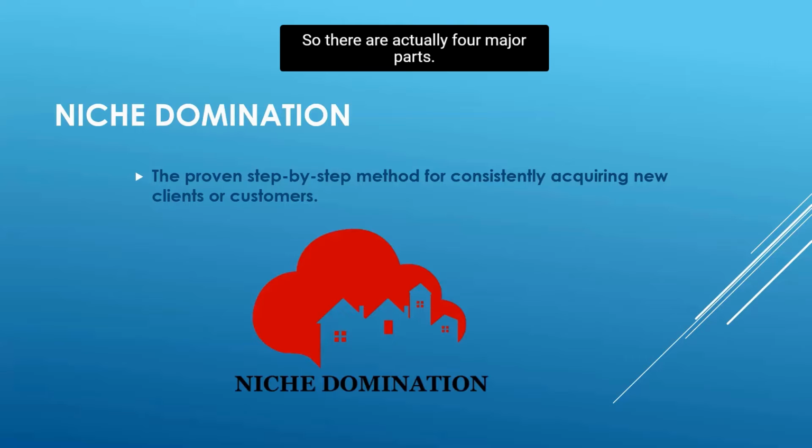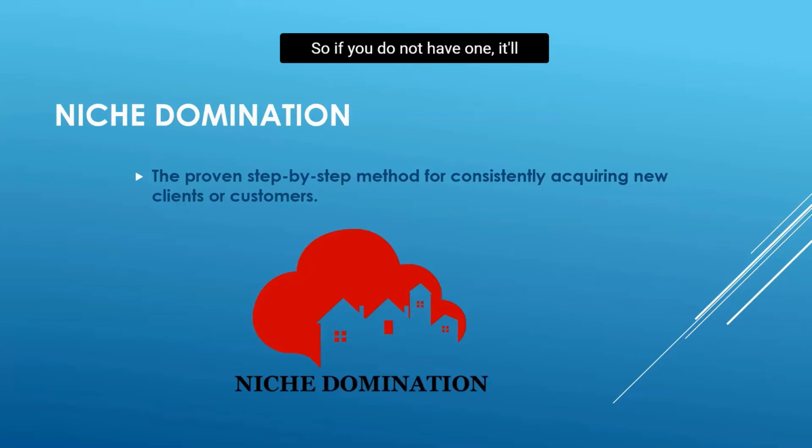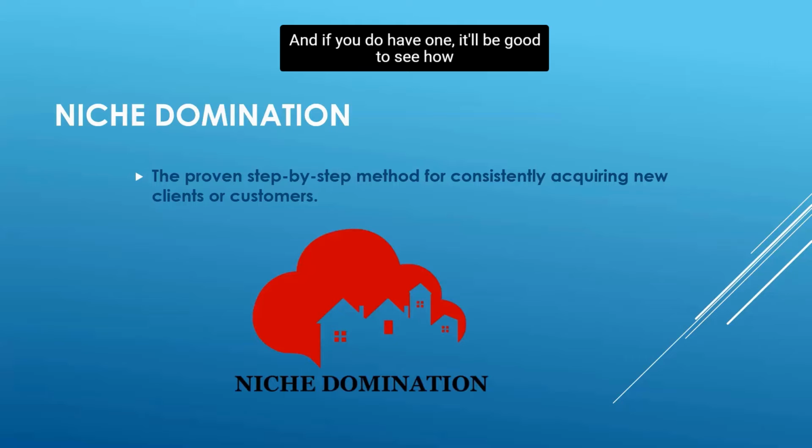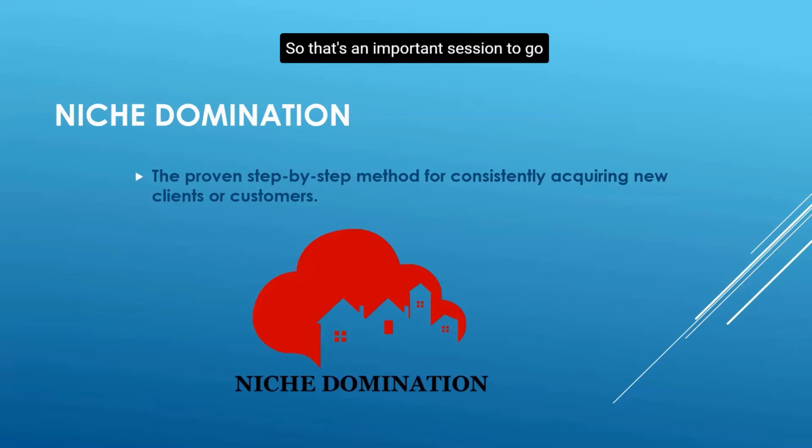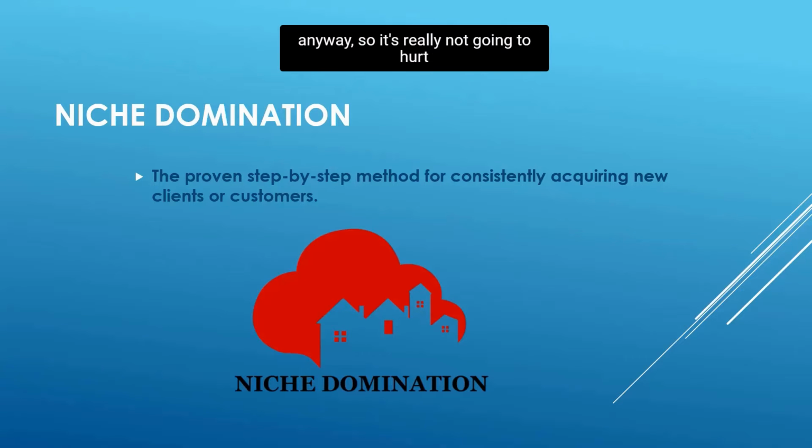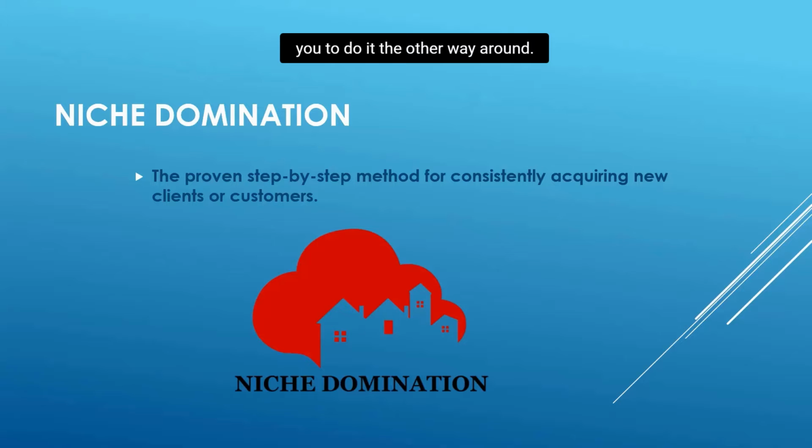There are actually 4 major parts, and last week's was major part number 1, the Google My Business listing. So if you do not have one, it'll be good for you to see that. And if you do have one, it'll be good to see how you can use it to accomplish what you want with this method. So that's an important session to go through when you get a chance. A lot of people start with this one anyway, so it's really not going to hurt you to do it the other way around.